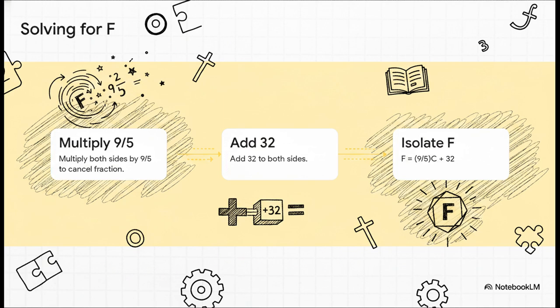Okay, step 2, we need to get rid of that minus 32. The inverse is plus 32. So we add 32 to both sides, and that brings us to step 3. We have successfully isolated F. Fahrenheit equals 9/5 times Celsius plus 32. You just stripped away the fractions and the numbers to reveal the truth from a completely new angle.